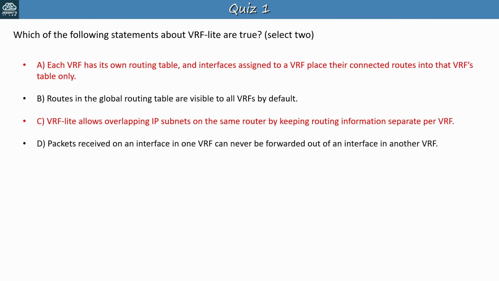B is incorrect because the global routing table is part of a separate routing instance from the VRFs. Its routes can't be accessed from VRFs, unless you configure leaking, as we saw at the end of this lesson. And that leads to why D is wrong. It uses the word never. But if you configure route leaking, it is possible for packets received in one VRF to be forwarded out of an interface in another VRF. So that's an exception. Now let's go to quiz question 2.